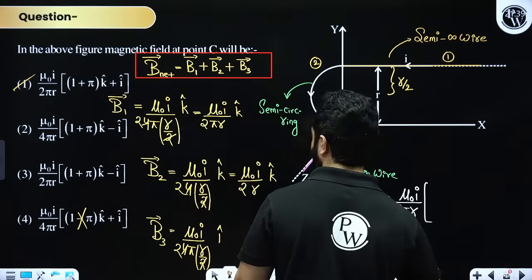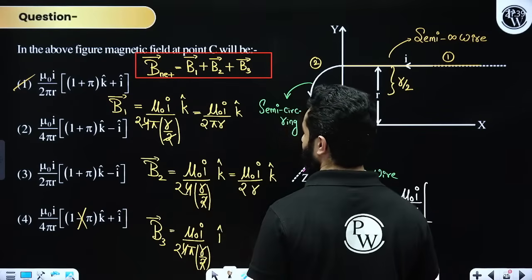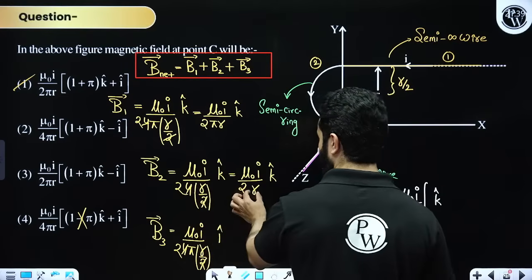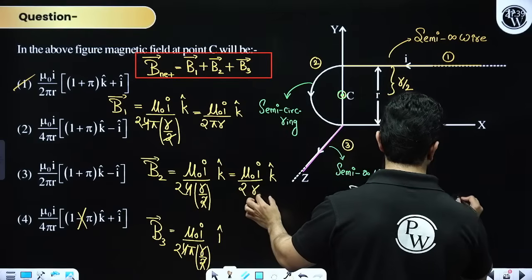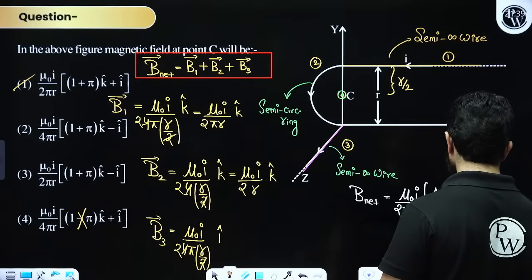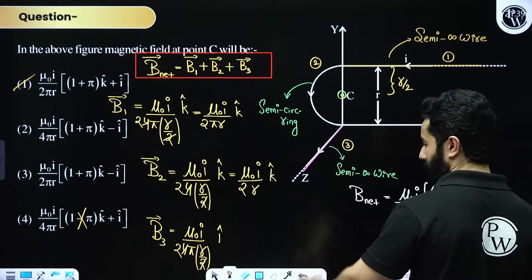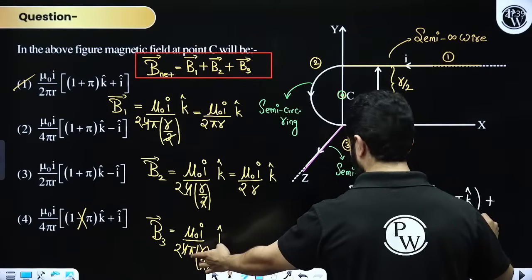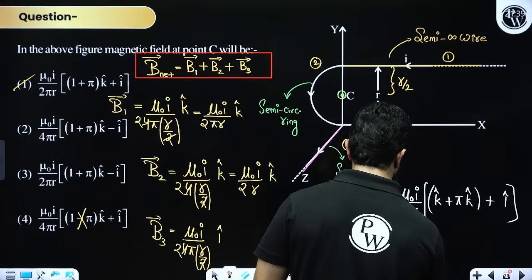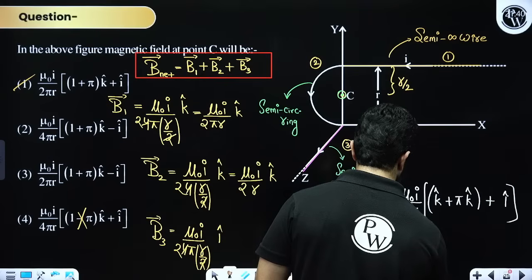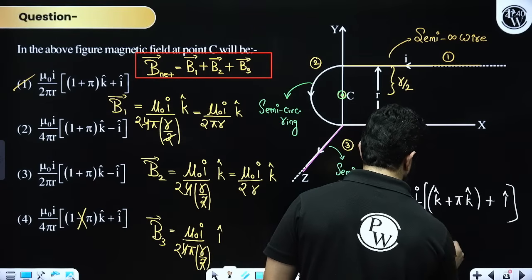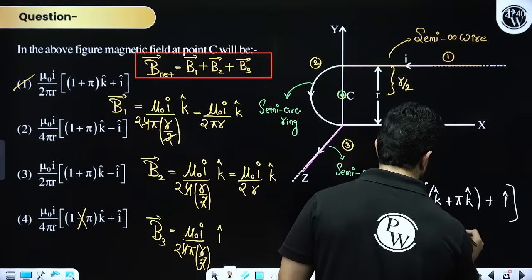In the first bracket, we'll get k cap. In the second one, we don't have a pi over here, so I'll have pi k cap. And in the third one, I have got plus I cap. I have also got pi, so I've got plus I cap. So you will have mu naught I divided by 2 pi r, and then you will have 1 plus pi times k cap plus I cap.